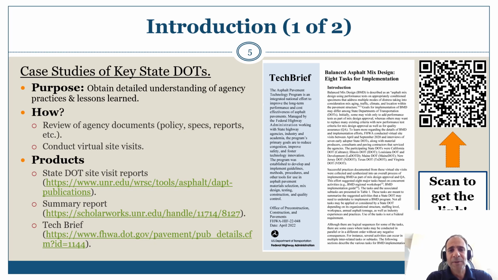A report on the observations and practices identified was prepared and shared with each FHWA division office and state DOT visited. An overall summary report and a tech brief were also developed. The 7 state DOT reports, the overall summary reports, as well as a tech brief can be found at the listed website links and the QR code shown on this slide.